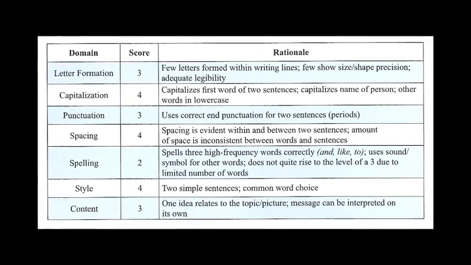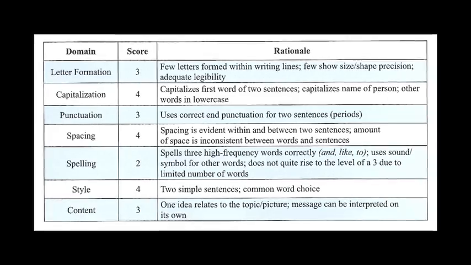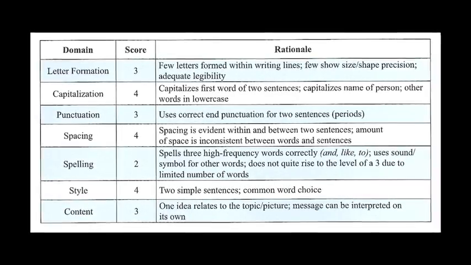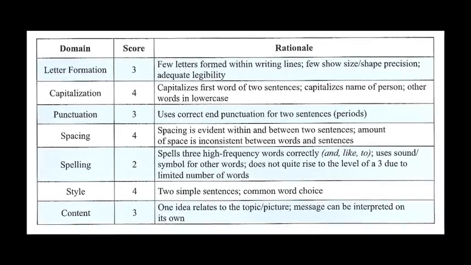The domain rubric also looks at students' ability, knowledge and understanding of capitalization and punctuation, spacing, and why we put spaces in between words and sentences. It looks at their spelling development, their style development, which looks at sentence structure and their word choice, and lastly, their content development, which looks at whether or not their writing has a beginning, a middle, and an end with some substantial content and meaning.